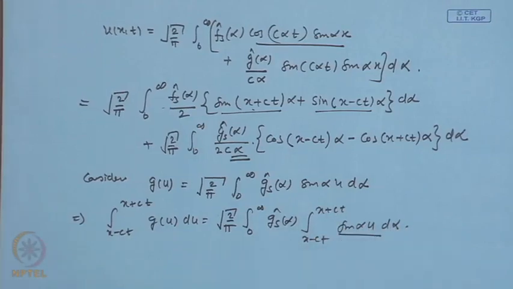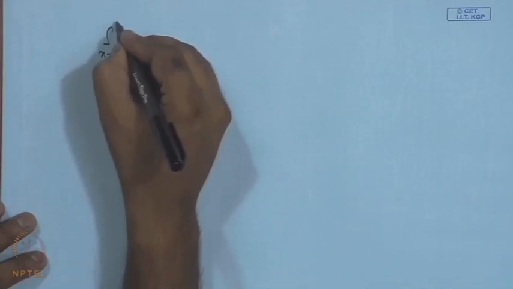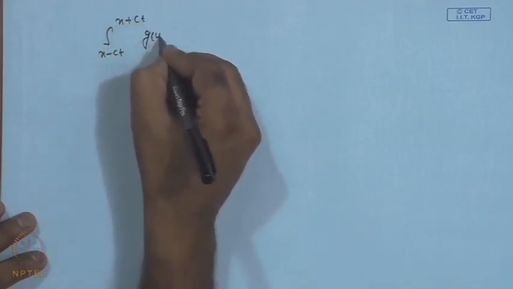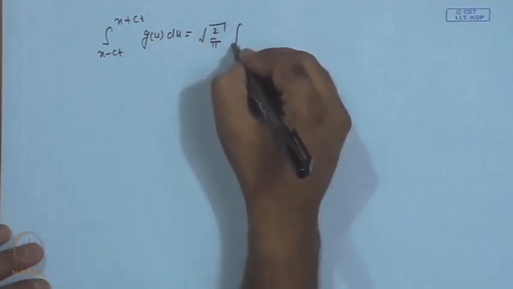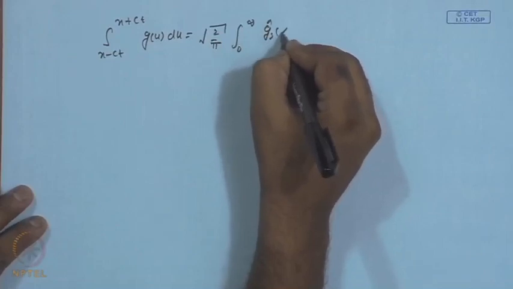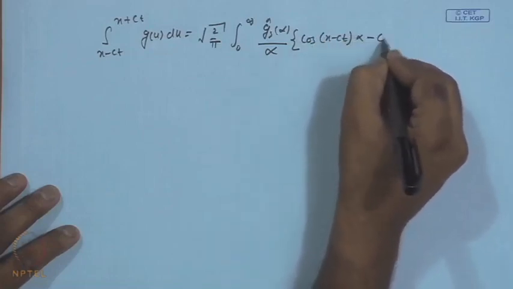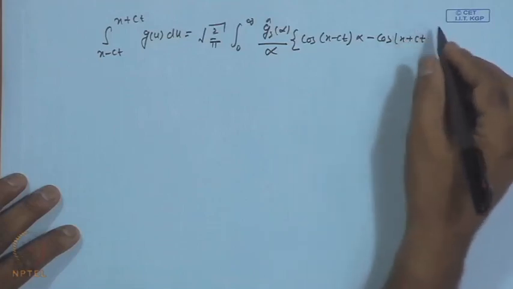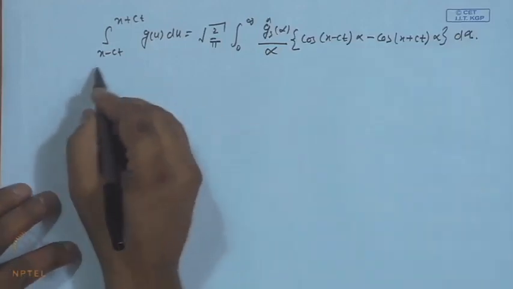So, if we integrate this, we will get cos(alpha u) over alpha, and then put in the upper limit and the lower limit. So, what we get in this case is that the integral from x minus c t to x plus c t of g(u) du is 2 over pi, integral from 0 to infinity of g_s hat(alpha) over this alpha, and we are getting exactly the term we need there. So, cos((x minus c t) alpha) minus cos((x plus c t) alpha), and then we have d alpha. Thus, the solution is given by.